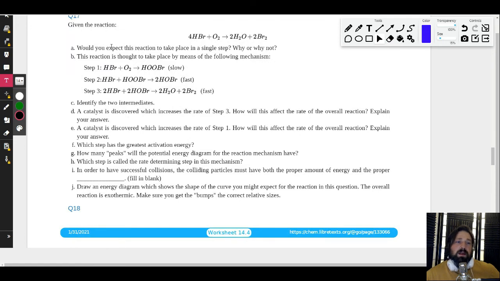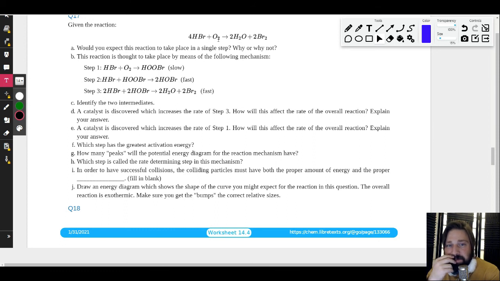All right. Would you expect this reaction to take place in a single step or not? So, with this reaction, 4 hydrobromic acids and 1 oxygen molecule. Would this be a single step? If this was a single step, what you're saying is 4 hydrogen bromides and 1 oxygen all slam into each other precisely in the correct orientation with enough force at the same time to make H2O and bromine Br2.